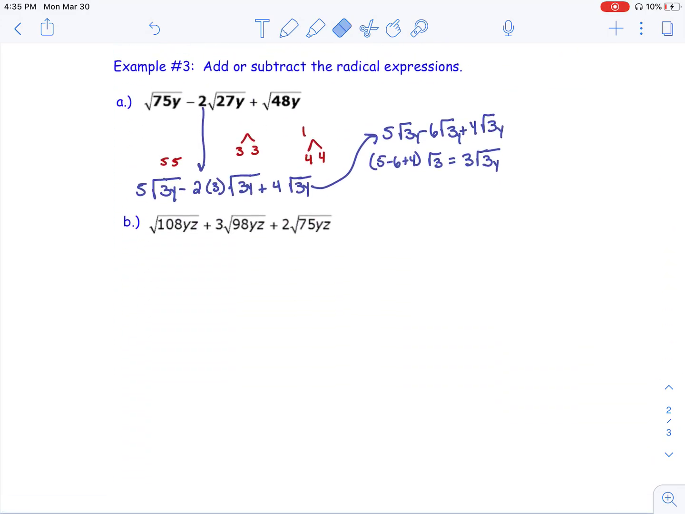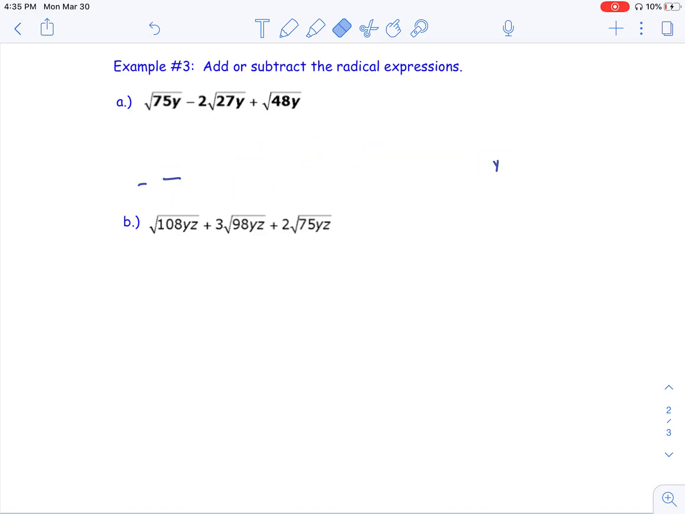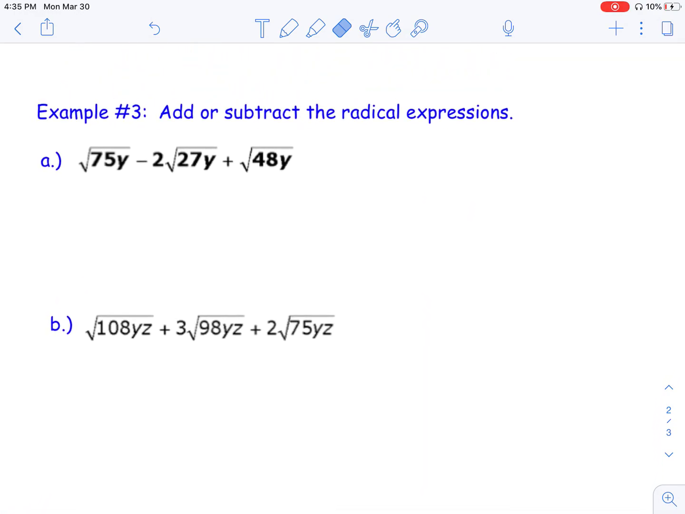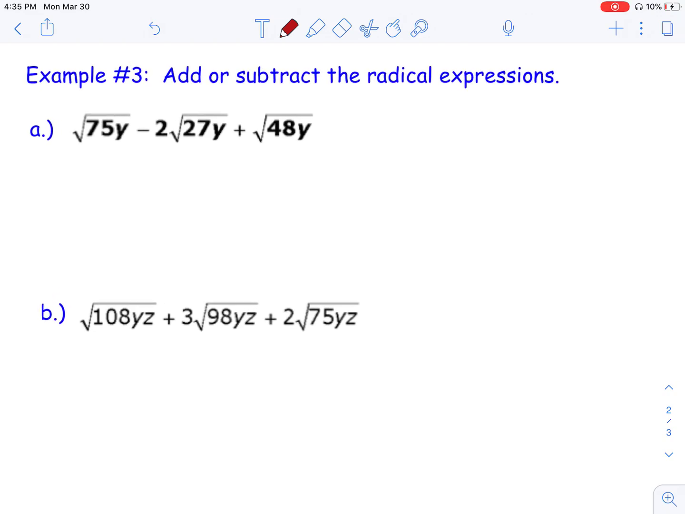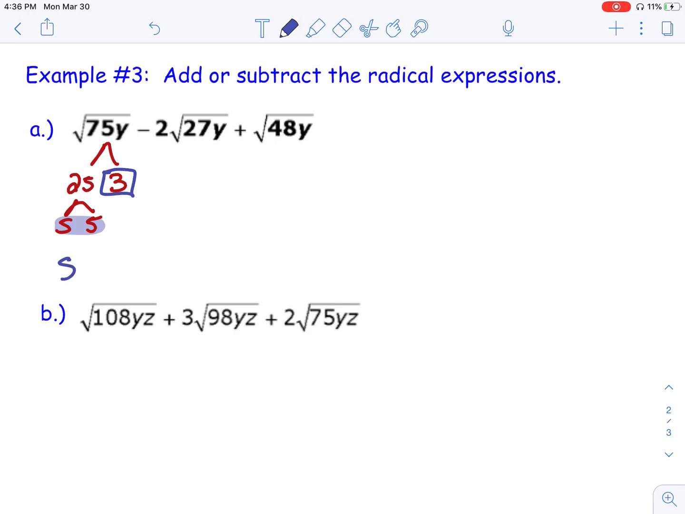Couple more examples. Oh, let me erase this. We're going to do the same thing here. We're going to go ahead and simplify these radicals and combine them. This one's just a little bit different because there are more terms. So 75 is now going to be 25 times 3. Same thing we've been doing. I can take out a 5, leave a 3 underneath. So I get 5 radical 3, but I can't forget the y. The y has to come down here as well.